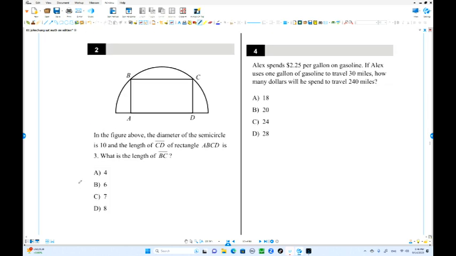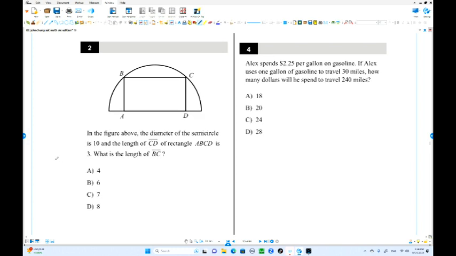Here is number 2. The diameter of the semicircle is 10. From here to here is 10, that is the diameter. And we have a rectangle ABCD. All angles are right angles. That is a rectangle, okay? The length of CD is 3. So what is the length of BC? This side, or this side, the opposite side is already congruent. How can you find the length of this BC?